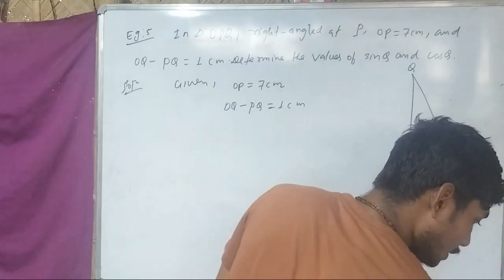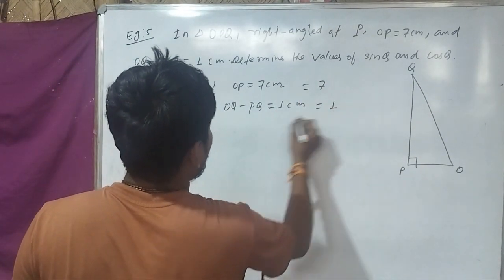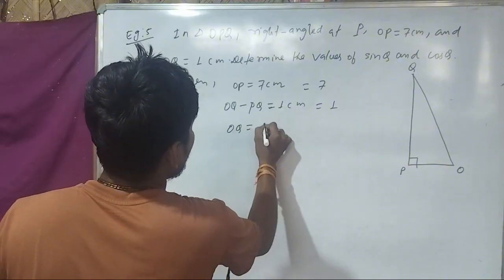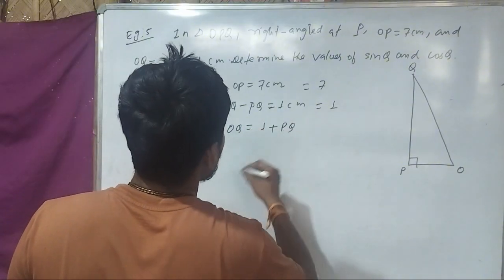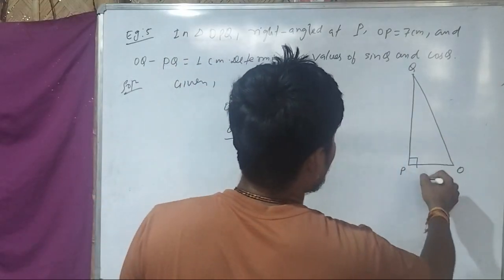Now we need not take the centimeter. We will take only the numbers. That means 7, that means 1. Now here OQ equals 1 plus PQ. So OP and OQ we get.